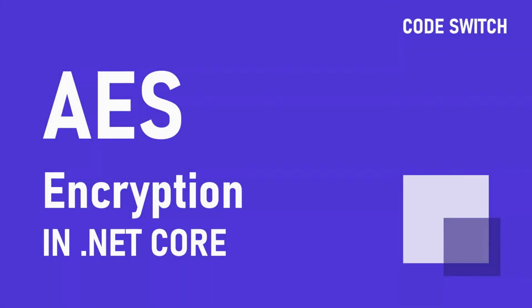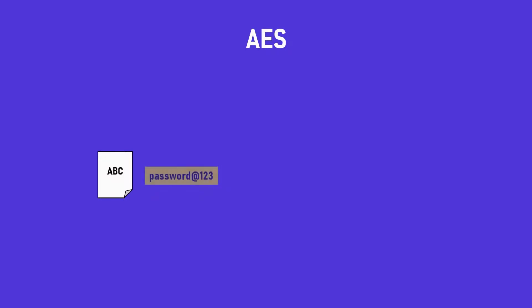AES stands for Advanced Encryption Standard, and it is also called a symmetric key encryption. Let's see why it is called that. Suppose you have a file and you want to encrypt it, you use a password, right? With the password, you encrypt the file.